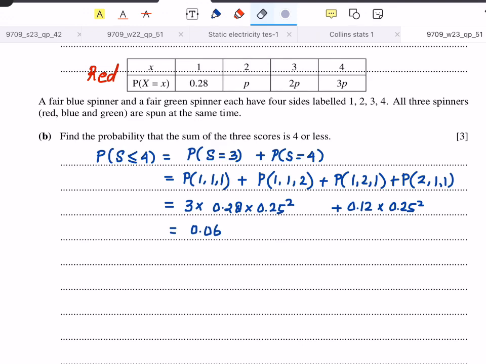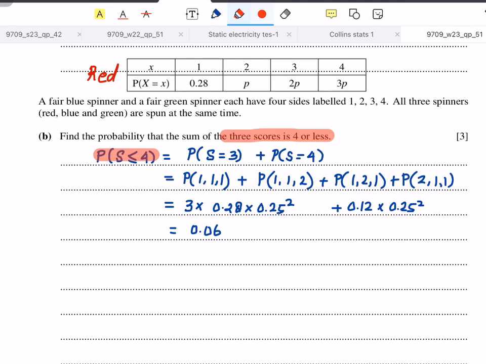A fair blue spinner and a fair green spinner each have 4 sides labeled 1, 2, 3, and 4. All 3 spinners, red, blue, and green, are spun at the same time. Part B. Find the probability that the sum of the 3 scores is 4 or less. So this question asks to find the probability S is less than or equal to 4.